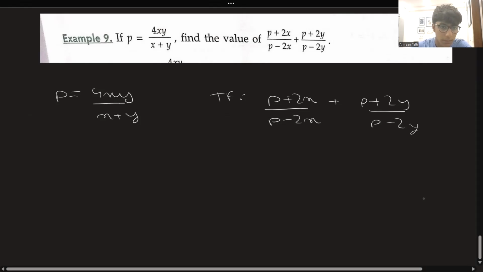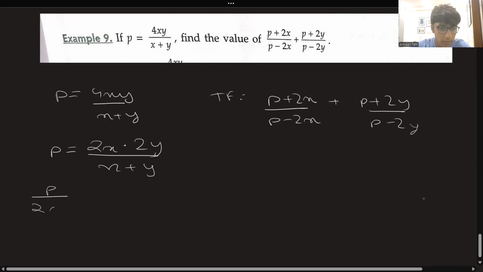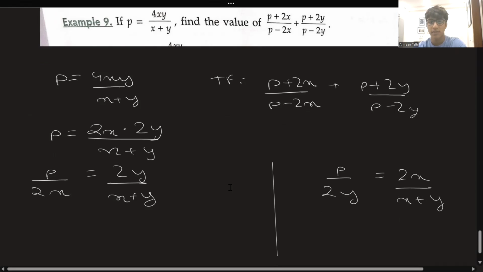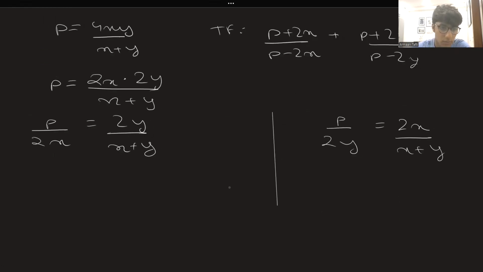So p is equal to 2x times 2y by (x plus y), right? 4xy. Then we want p by 2x, so we know that p by 2x equals 2y by (x plus y). This is the first part. And the second part, we can say that p by 2y equals 2x by (x plus y), right? So now that we have this, we're to get (p plus 2x) by (p minus 2x), which is just a CND, right? So CND on both sides.